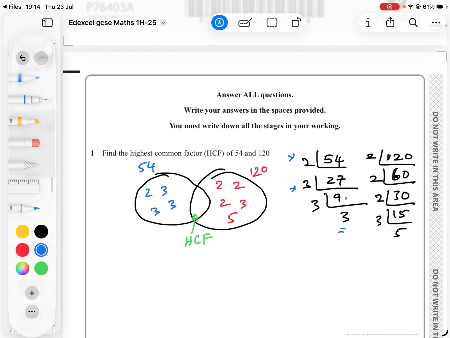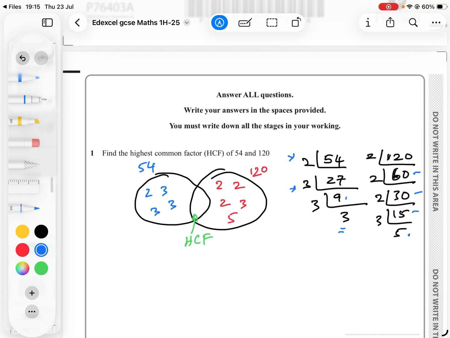Then again, to find the prime factors of 120, the smallest prime number is 2. So 120 divided by 2 is 60. Again 60 divided by 2 is 30. Then 30 divided by 2 is 15. The next prime number is 3, so 15 divided by 3 is 5. So 5 is a prime number. When you get a prime number as the answer, you have to stop.